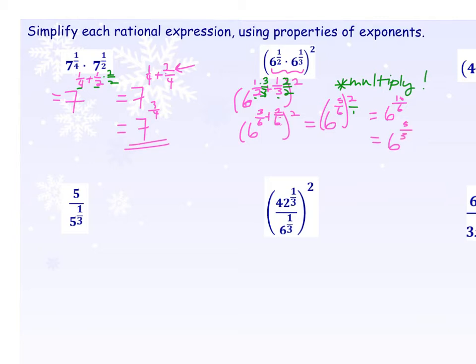Make sure we can see that. I just want to make sure that 5 is a little bit clearer for everybody. There we go. We'll try this one. There, 6 to the 5/3 power. Applying more than one property of exponents.